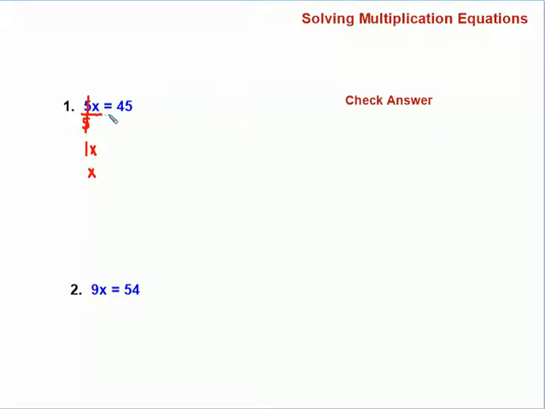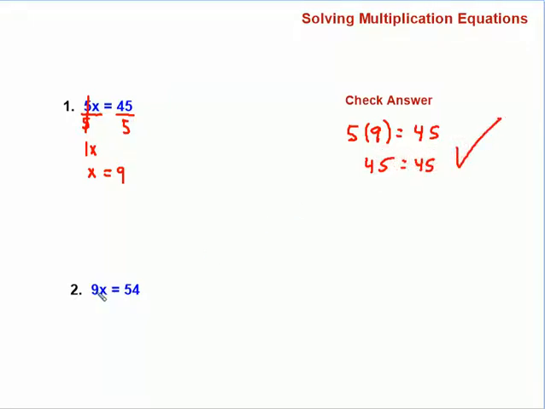Then, we have to do our third step. We got x by itself. We used our inverse operations. Now, whatever we did to the left side, divide by 5, we also have to do to the right side. 45 divided by 5 is 9. Let's check our answer. 5 times x, and we'll replace x with 9. 5 times 9 is equal to 45. And of course, 9 times 5 is 45. So we know that we have the right answer.